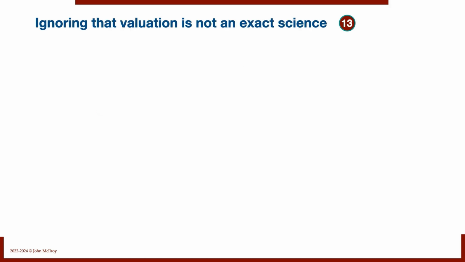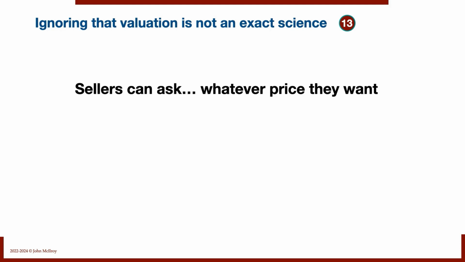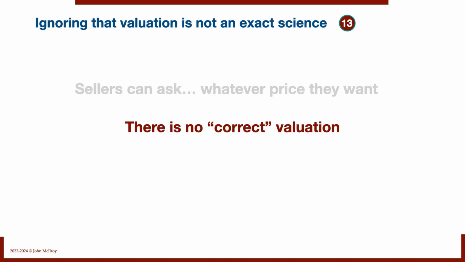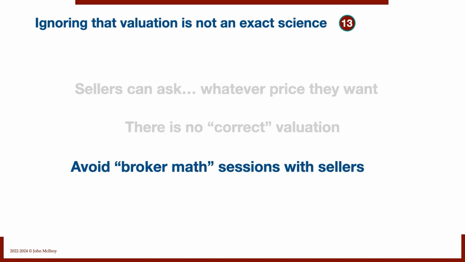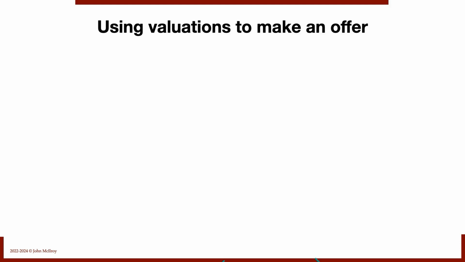And then finally, ignoring that valuation is not an exact science. I mean, sellers can ask whatever they want for their business. There's literally no correct valuation for them from their perspective. That means you want to avoid broker math sessions with sellers and brokers where you get into long, protracted discussions about what the correct valuation is. Those tend to be very self-defeating conversations. We know what we're comfortable paying in terms of an offer price. We can't control what the seller wants. So that's using valuations to make an offer.